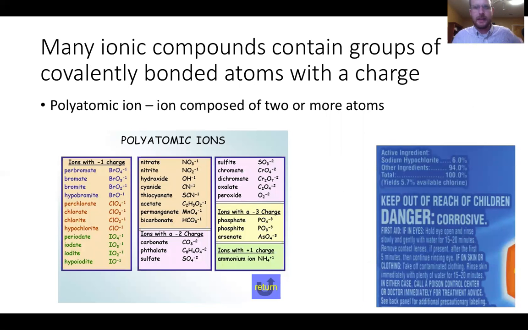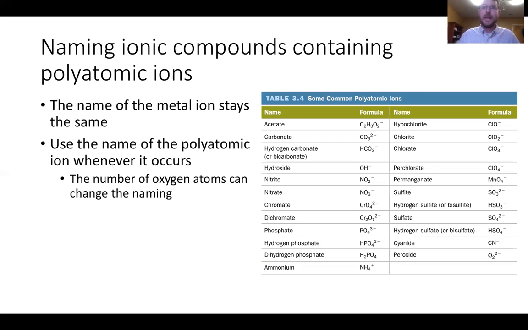We talked about those polyatomic ions, table 3.4. This is an ion composed of 2 or more atoms. We need to know this. We need to know this book, or we need to know this. Now, how do we name with these, right? How do we name with these?